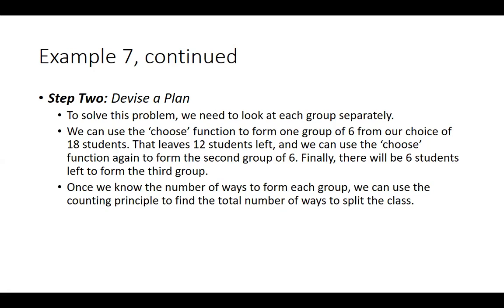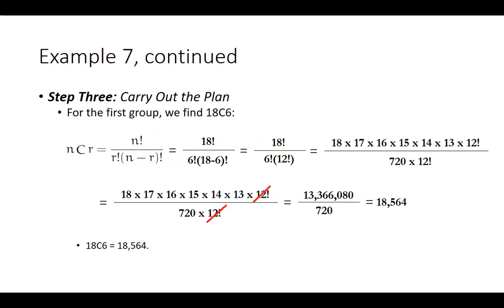So let's devise a plan. To solve this problem, we need to look at each group separately. We can use the choose function to form one group of 6 from our choice of 18 students. That leaves 12 students left, and we can use the choose function again to form the second group of 6. Finally, there will be 6 students left to form the third group. Once we know the number of ways to form each group, we can then use the counting principle to find the total number of ways to split the class. So let's carry out this plan.